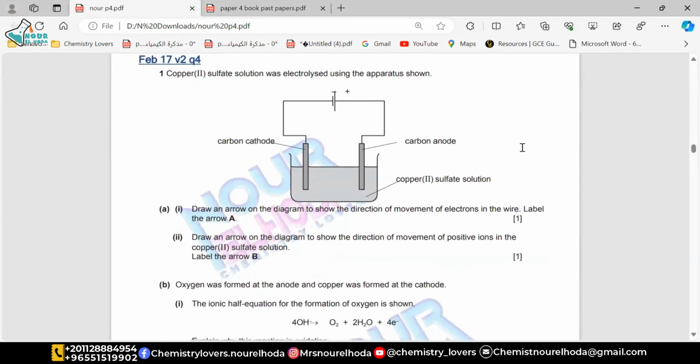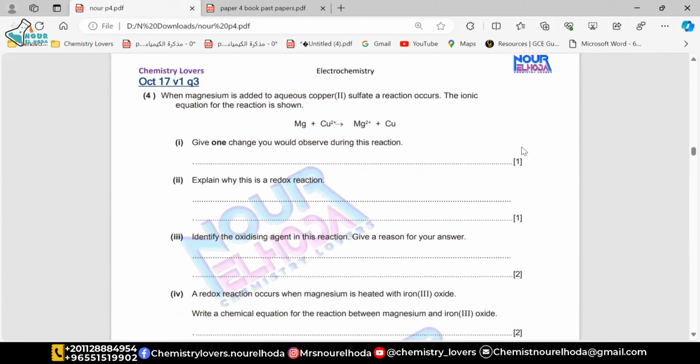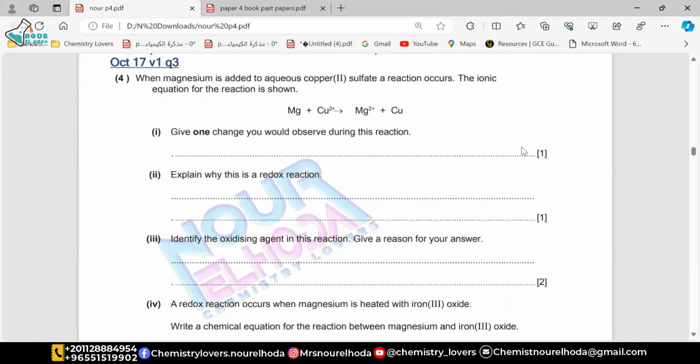Let's do something like this. We did this I think before. This is for redox. Usually you will find redox and electrolysis both in the same paper, in the same topic of the past papers. Here it says magnesium plus copper gives magnesium 2 plus plus copper, and asks why this reaction is a redox reaction.